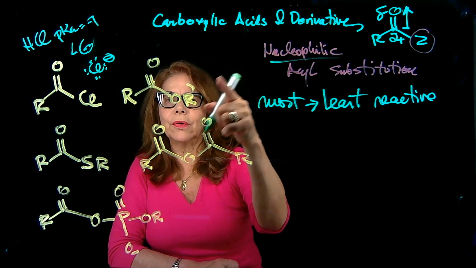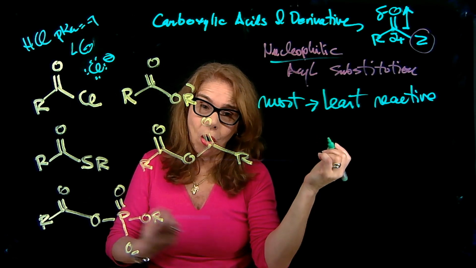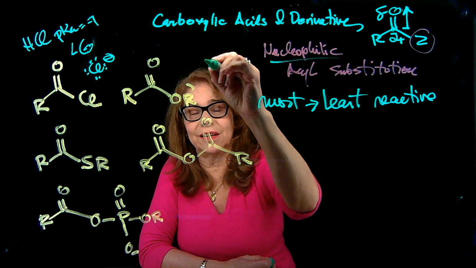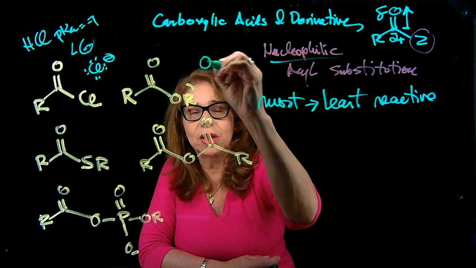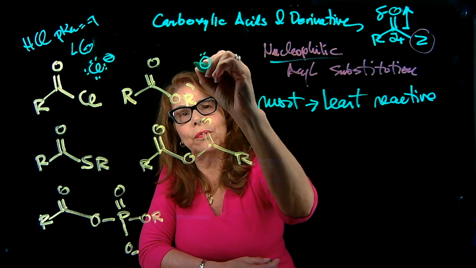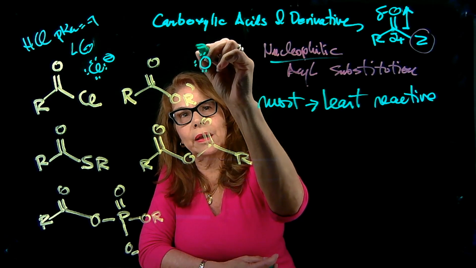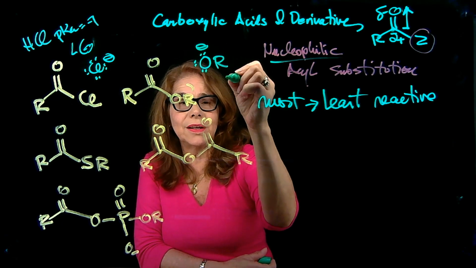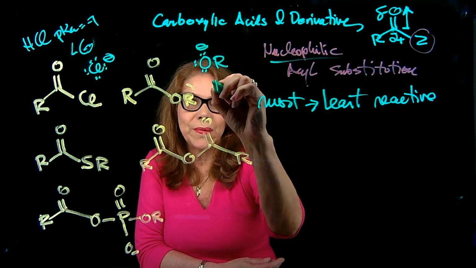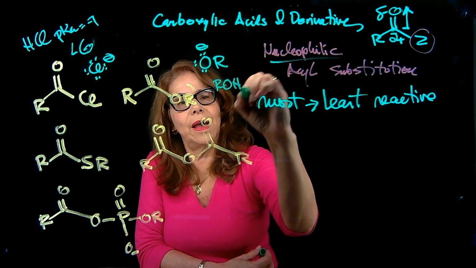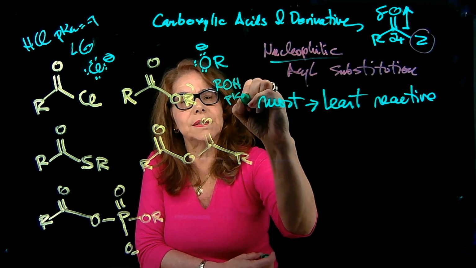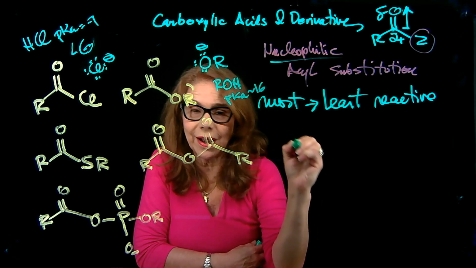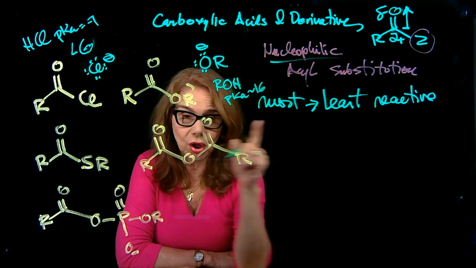Here, my leaving group will be OR, so essentially that's not a good leaving group. If you think of it as an alkoxide leaving, that's a very bad leaving group, because it is the conjugate base of an alcohol, and alcohols have pKa's around 16, a much weaker acid, therefore a stronger base. So not a good leaving group.